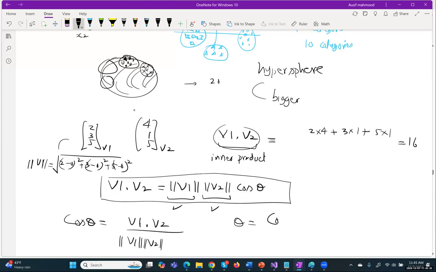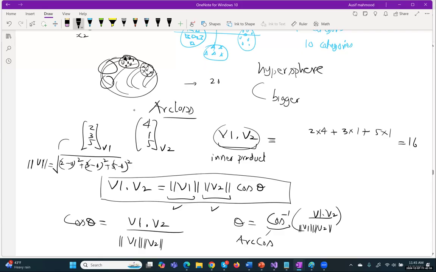And so what will the angle be then? The angle will be the cosine inverse of V1 dot V2 divided by the two magnitudes. This cosine inverse is also called arc cosine. So ArcFace loss, like I said, will operate on this angle.